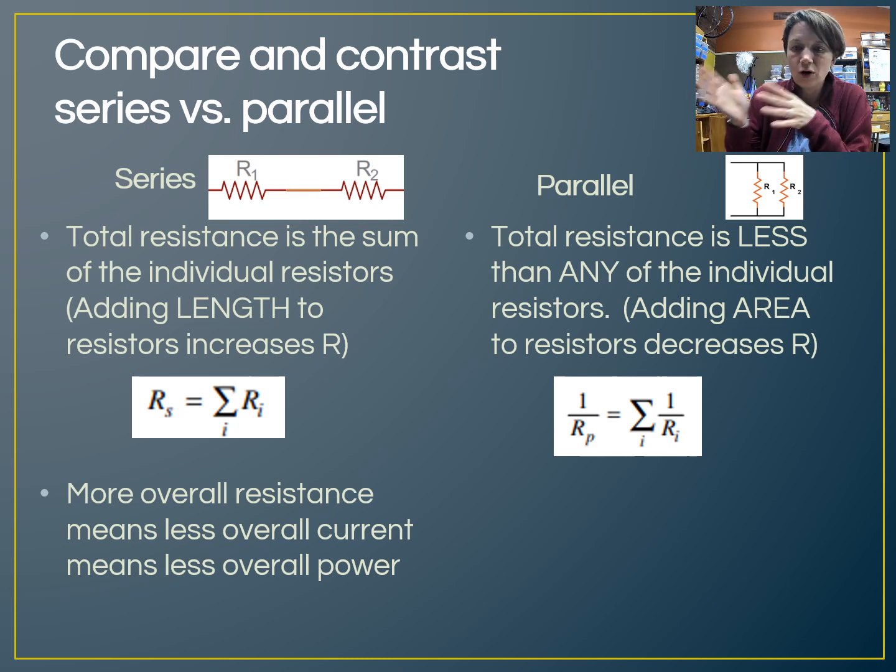So adding 2 4-ohm resistors makes a resistance overall of 2, which is less than the individual resistors were, because we've increased the area.